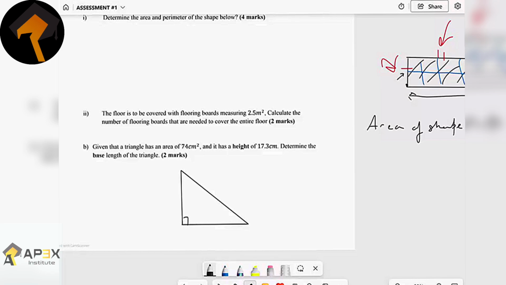So right there you can create an image in your mind. We know that inside here will measure 74 square centimeters, and we know that the height is 17.3. From here to here is 17.3 centimeters. And then obviously what is missing is the base. So they said determine the base length. Remember the number one rule when it comes to worded questions like these, you're going to write down your formula. A is equal to base times height divided by 2.